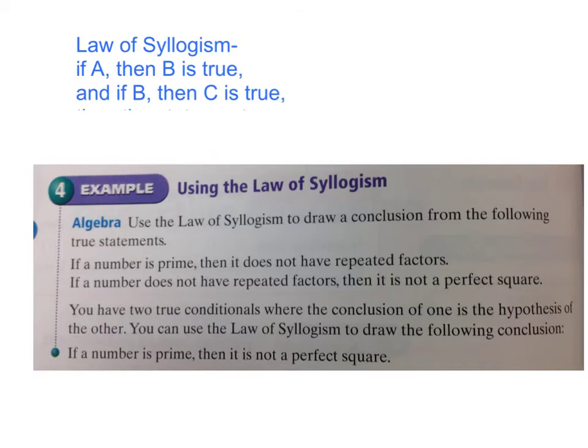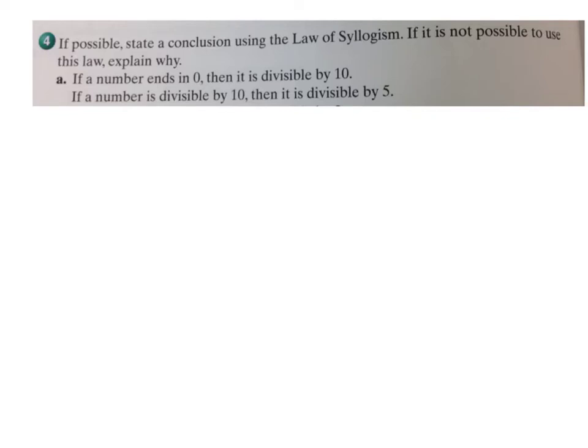Now let's look at quick check number 4 to see if we can figure out a conclusion using the law of syllogism. If it's not possible, let's see if we can explain why. Alright, part A says, if a number ends in 0, then it's divisible by 10. True. If a number is divisible by 10, then it's divisible by 5. Also true. Tell me, using the law of syllogism, a conclusion you can make from this. Please pause the video while you try to figure this out.